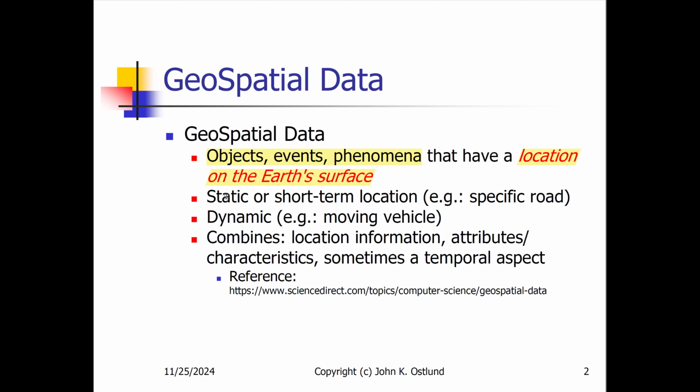Geospatial events can be fixed in place, such as, for example, a road or a mountain, or they can be dynamic. That is, you might be able to keep track of moving vehicles or moving satellites or something like that. We're not going to look at anything that dynamic. It combines together location information, the usual attributes and characteristics or features of some data, and sometimes there may be a time series element to this as well.